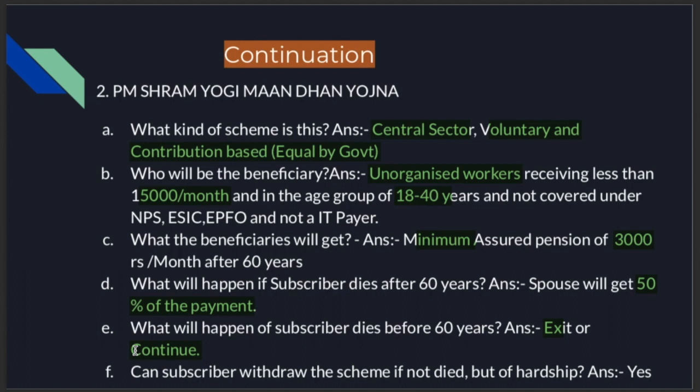Now, can a subscriber withdraw from the scheme if not dead but because of hardship? For example, if someone has medical expenses, or if someone has to marry their daughters, then what will happen in this case? Then you can withdraw from the scheme. You will have to understand that the subscriber has not died, but because of the hardship, he will have to withdraw from this particular scheme. In that case, it can happen.